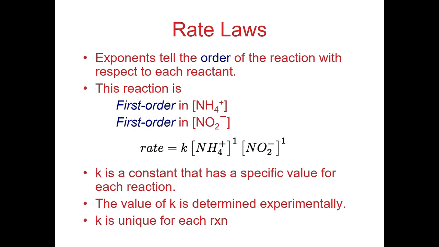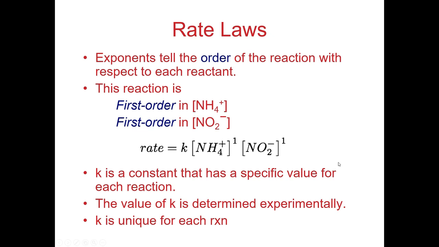So I have first order for NH4 plus, first order in NO2 minus. So when I write my rate law, I have rate is equal to K, which we haven't calculated yet, times NH4 plus to the first power, times NO2 minus to the first power. Now our rate constant K can also be determined from this experimental data. Once we know our reaction orders, we can then go back and solve for K using any of our rate trial data.